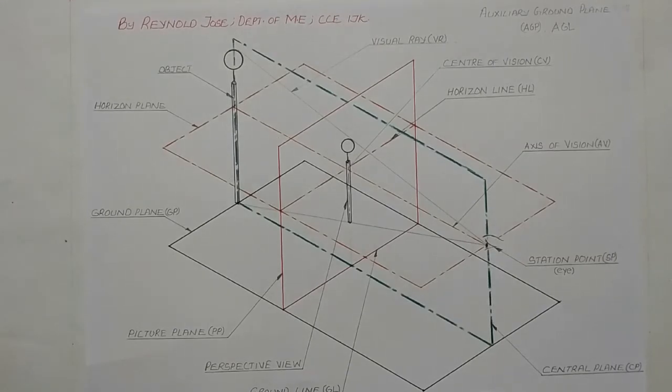The visual rays that are coming from the eyes of the observer are perpendicular to the plane of projection, and perpendicular to the object also. So this is an assumption of orthographic projection. But orthographic projection is not a realistic projection.